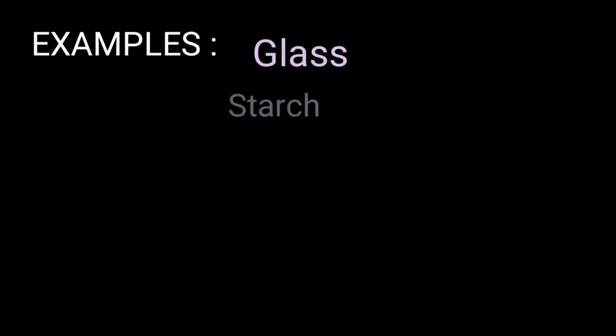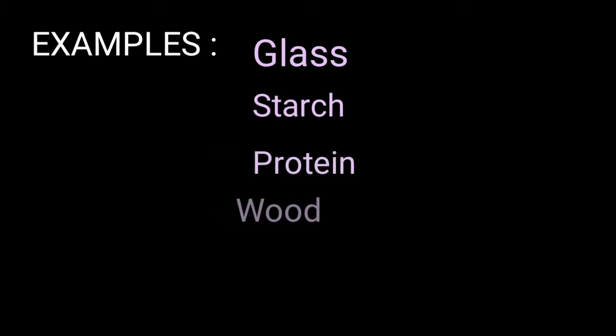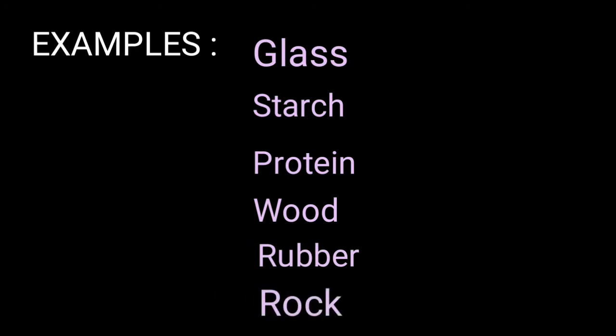Examples of amorphous solids: glass, starch, protein, wood, rubber, and rock.